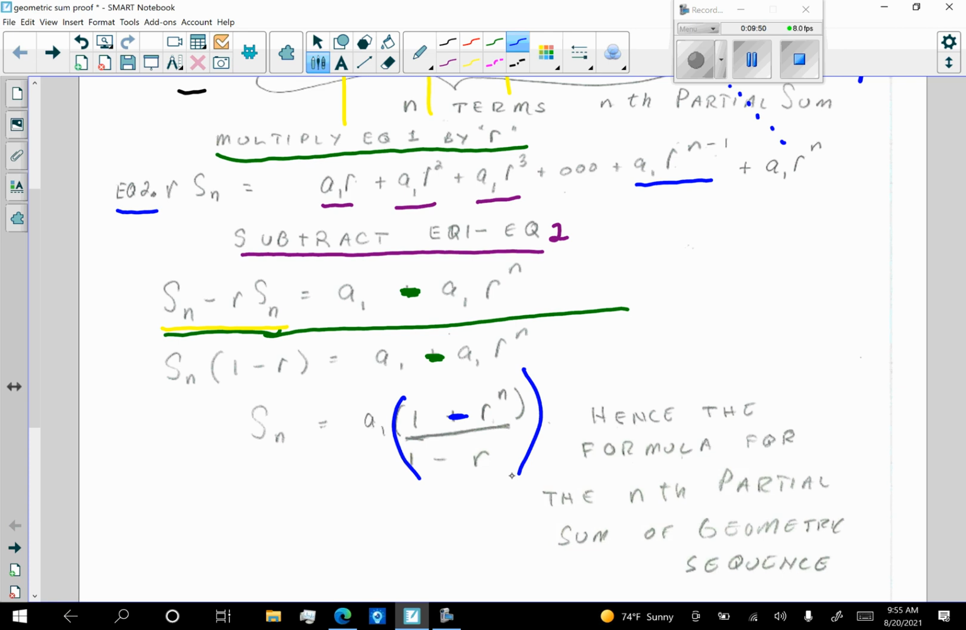Okay? So this is the formula for the nth partial sum. First term times 1 minus r to the n divided by 1 minus r. Okay? Did that yesterday. Get your calculators out. Okay.